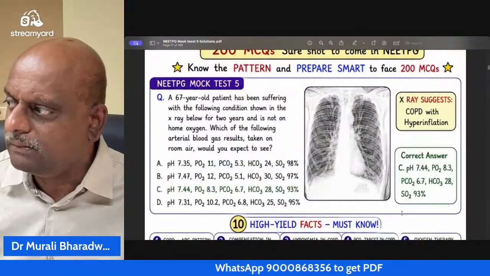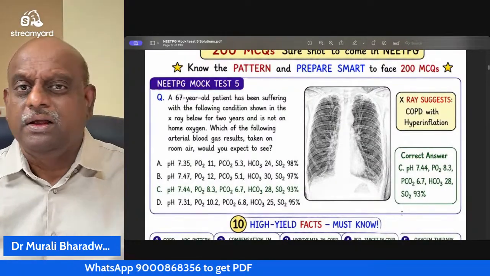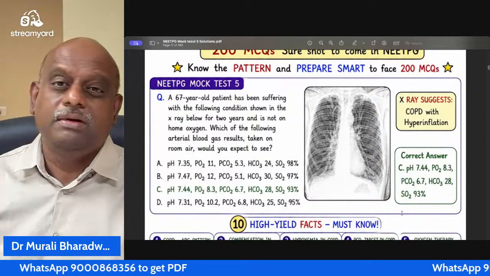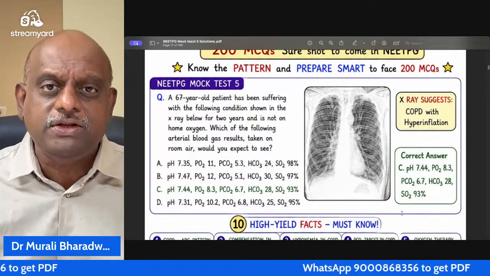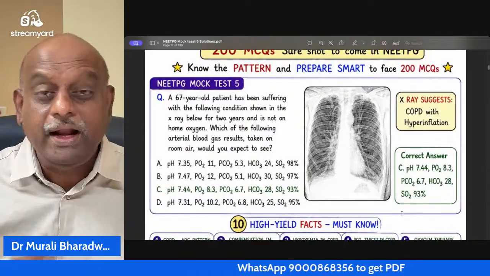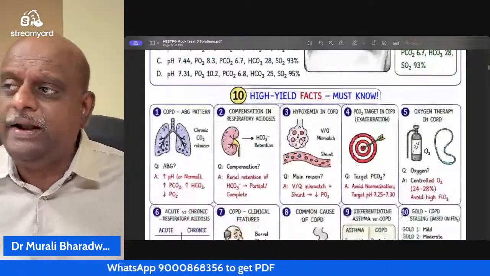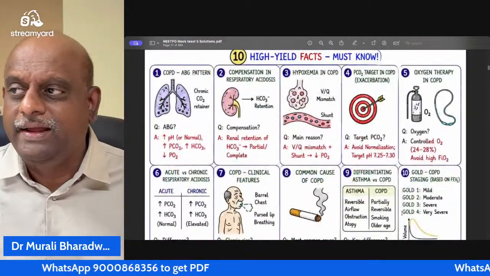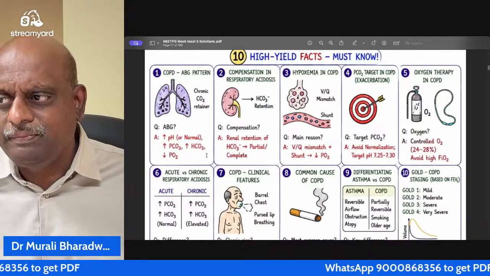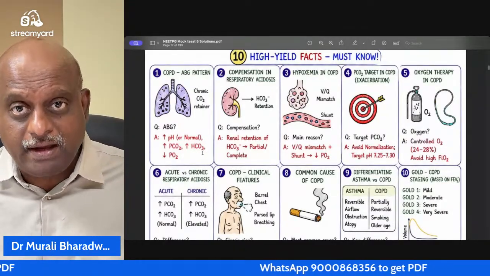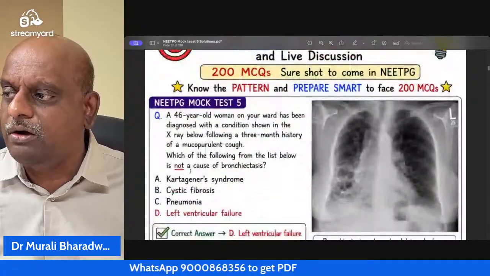67-year-old, COPD with hyperinflation. Whenever COPD is there, the person is hyperventilating, he has got respiratory alkalosis, so pH is equal to 7.44 and a low PCO2, which is classical of respiratory alkalosis. Increased pH, increased PCO2, increased bicarb, decreased PCO2 and decreased O2 is the combination.